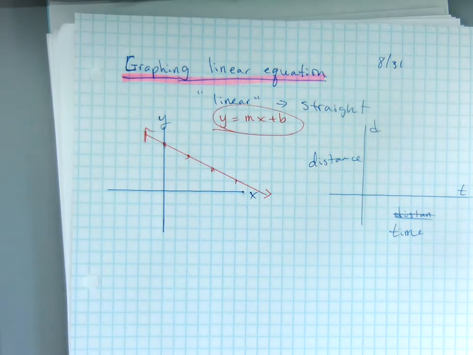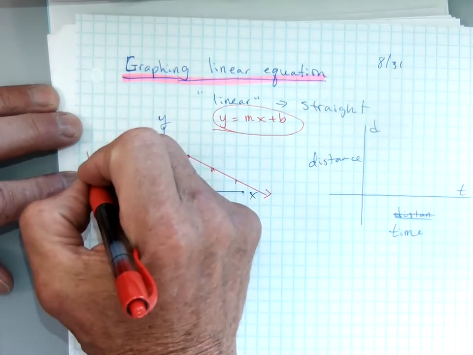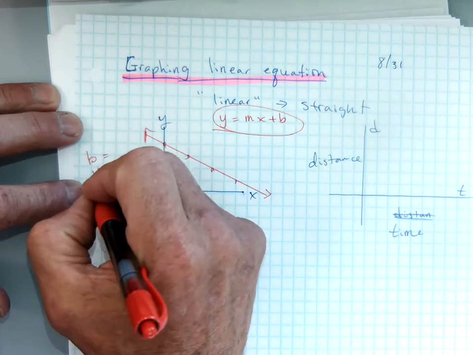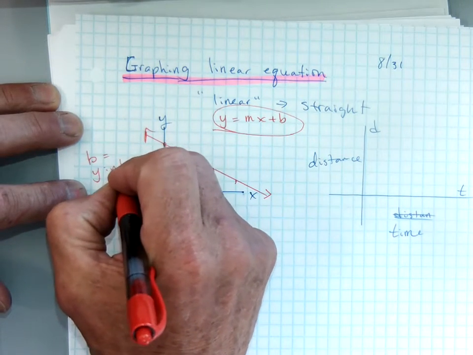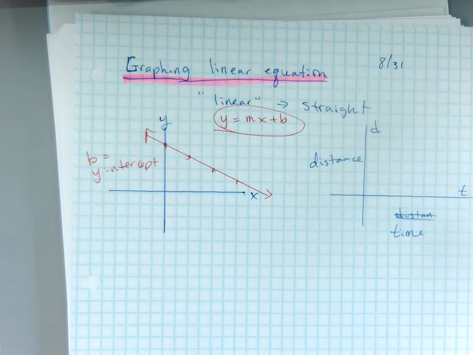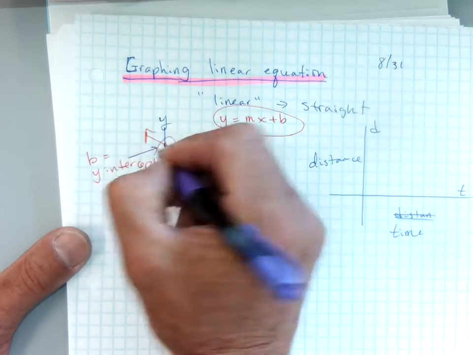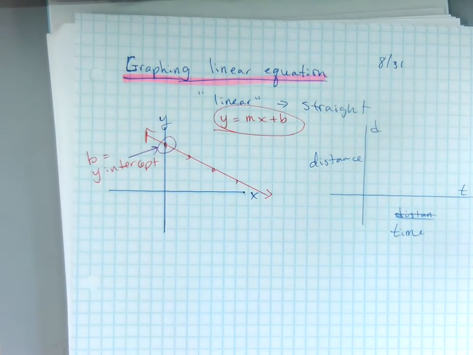The b is the y-intercept, where it crosses. The b is the y-intercept. In this case, right there. That's my y-intercept, where it crosses the y-axis. Intercepts, okay? How am I doing? Am I going too fast? Please let me know if I get going too fast.